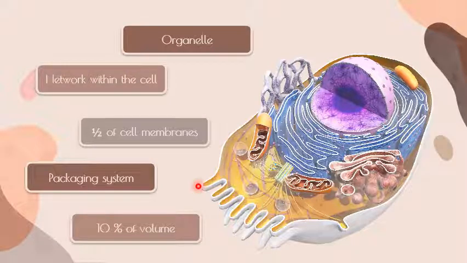It's also considered the packaging system of the cell, and it occupies 10% of the total cell volume. So as you can see, it occupies a large space within the cell itself. So these are some of the features of the ER.